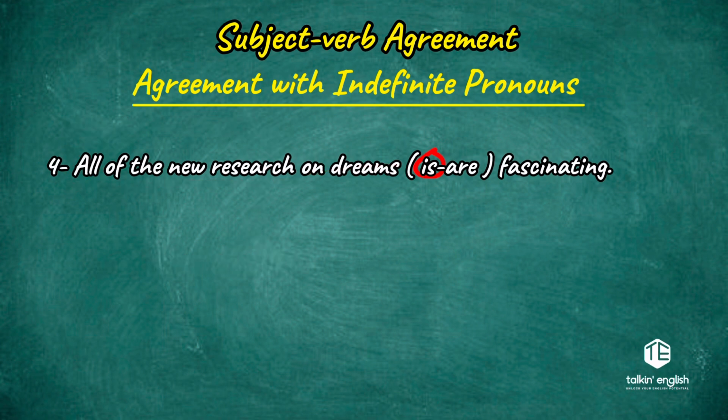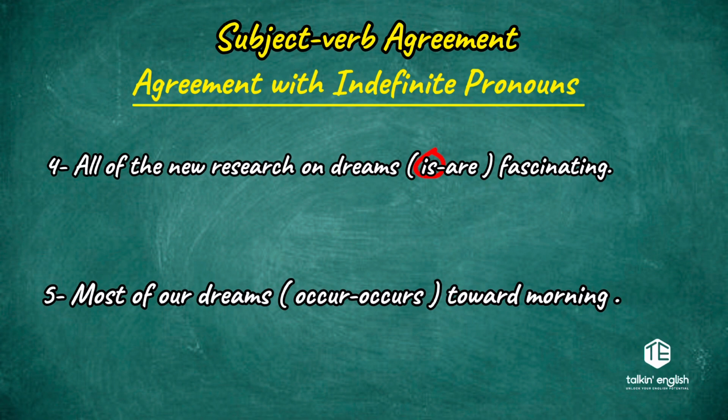Question number 5. Most of our dreams occur or occurs toward morning. What is the subject here? It is the word most. The word most is an indefinite pronoun that can be either singular or plural based on the prepositional phrase that follows it. Then I have to look at the prepositional phrase. The prepositional phrase here is of our dreams. What is the object of the preposition in of our dreams?